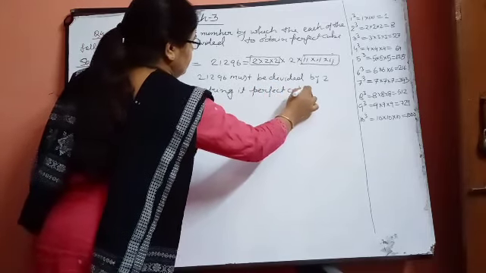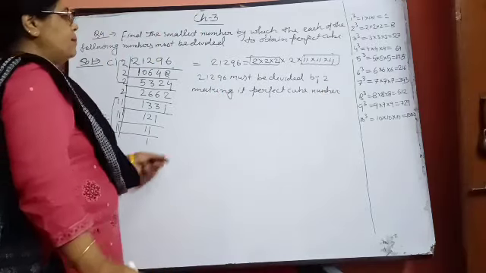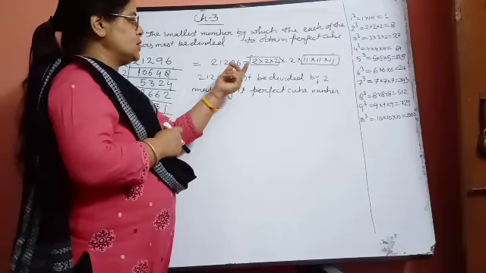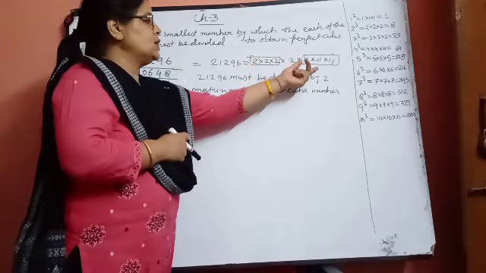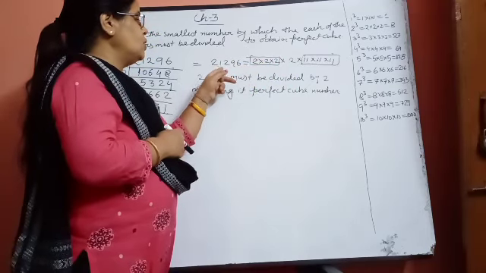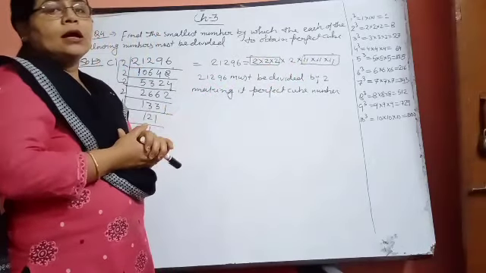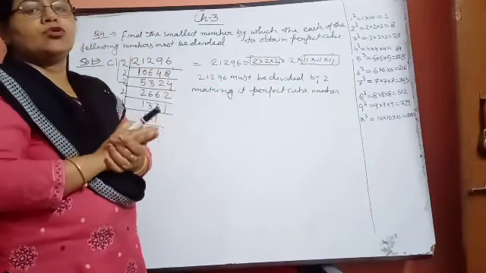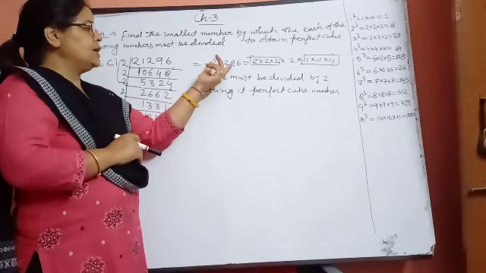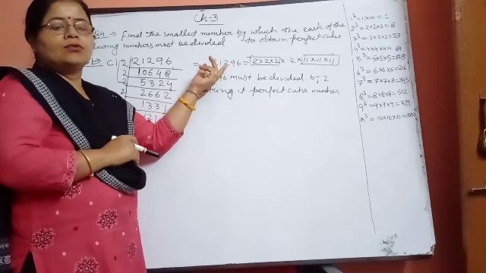Because if you divide it by this 2, only this 2 will be removed from its prime factorization. Then which number will remain? This and this. Whatever number comes after dividing this one by 2 will be the perfect cube of which number? 11 2s are 22, so it will be the cube of 22. Okay. Now see here, we are moving to the next one.